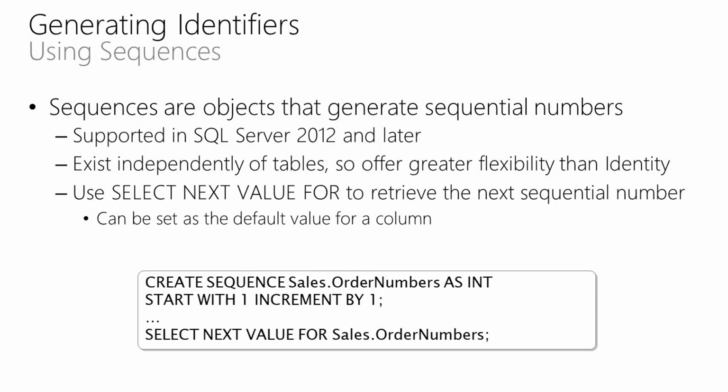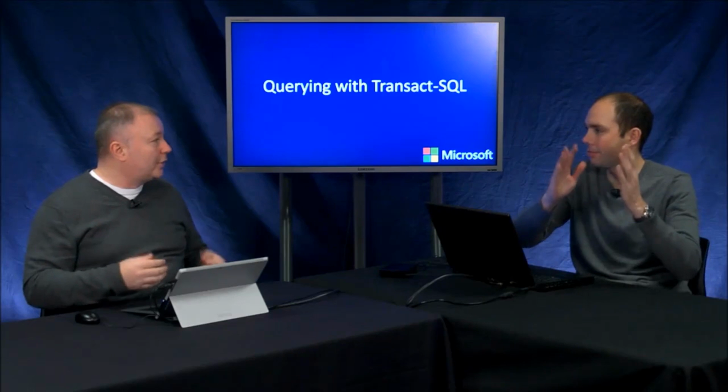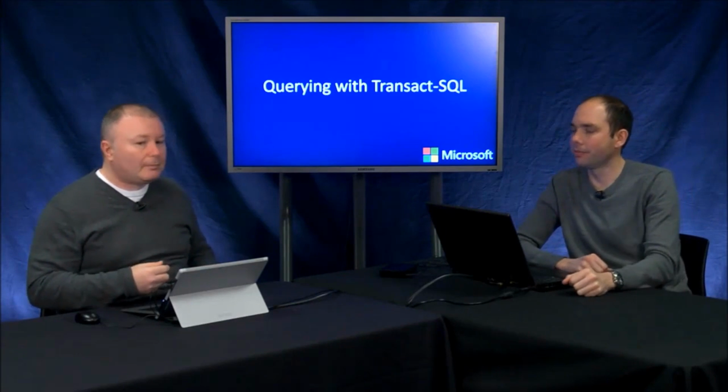So we could then union those web queries with those retailer queries, and it appears just as it should. These are all of our orders, and they've all got a unique number. Unique numbers. Exactly.